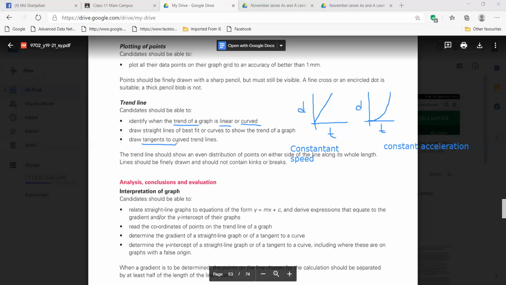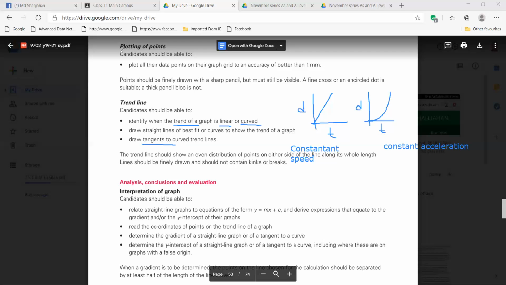That's your gradient. So what is the purpose of the tangent? Can you tell me? To get the gradient. Yes, sir. In your graph, you have to get the gradient. So if it is a curved line, other than a tangent, you cannot get the gradient. That's why we are drawing the tangent of the curved lines. Clear now?